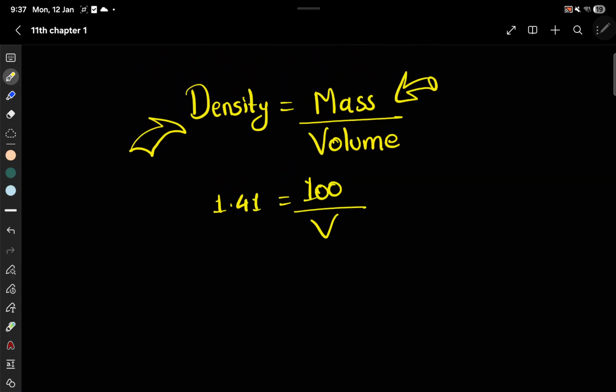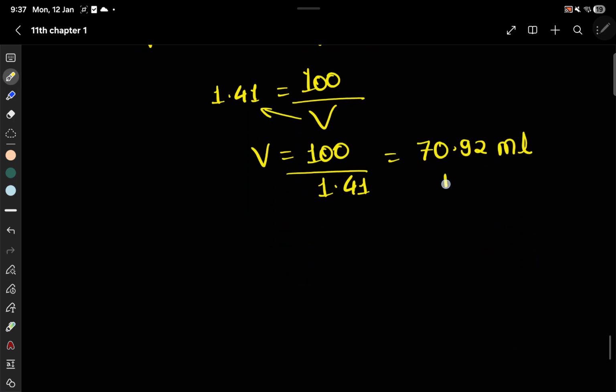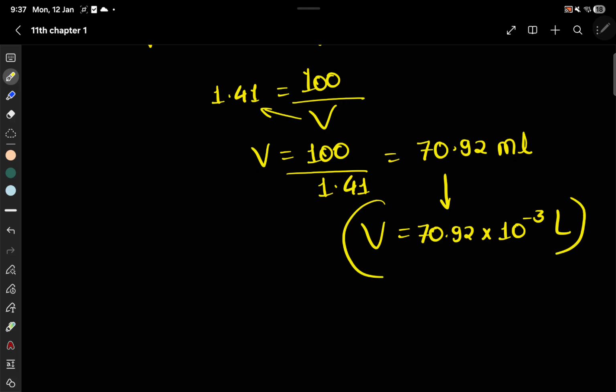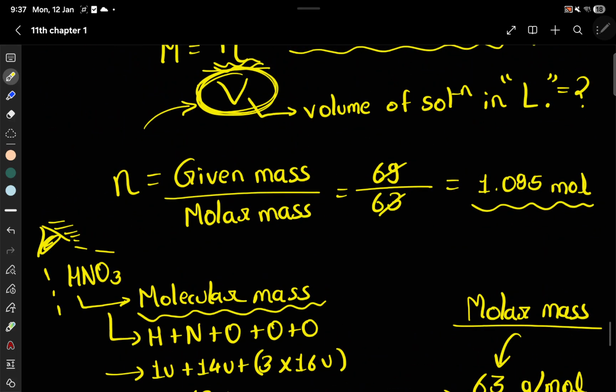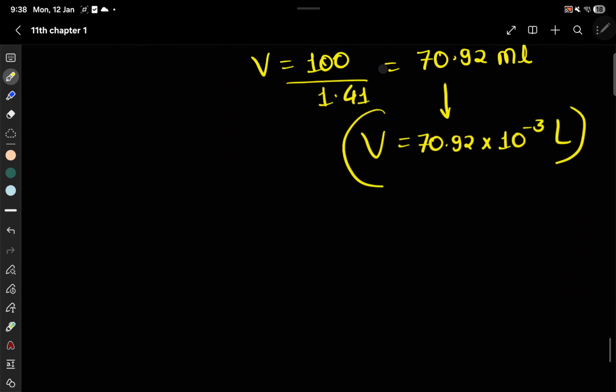And now let's calculate the volume by cross multiplying our data. 100 divided by 1.41 is going to give us the answer as 70.92 milliliter. Now if we simply convert milliliter into liter, we have to multiply that by 10 to the power minus 3. Let's do it. 70.92 into 10 to the power minus 3 liter is the volume. So students, we have got the denominator part as well as the numerator part, which is the number of moles. Now it's time for the final thing.